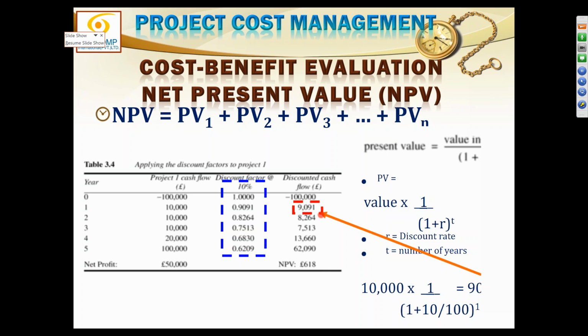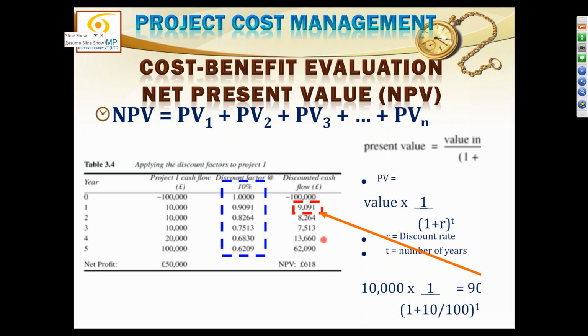So for project 1, if I calculate the present values for every amount, which amount of revenue we are getting, the 10,000 which we receive after 1 year is worth 9,091 rupees. The 10,000 we receive after 2 years is worth only 8,264 rupees. The 10,000 which I get after 3 years is today worth only 7,513 rupees. 20,000 which I get after 4 years is worth only 13,660 rupees. And the 1 lakh rupees which I get after 5 years is worth only 62,090 rupees.